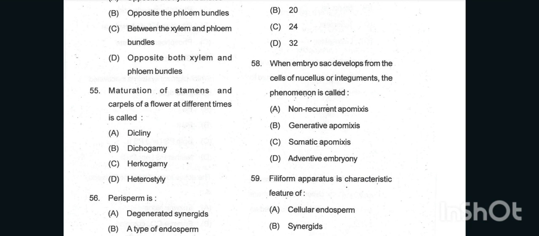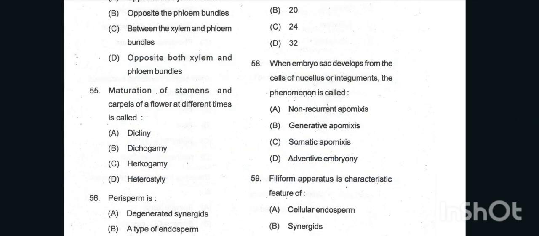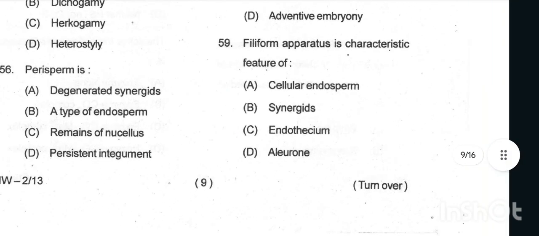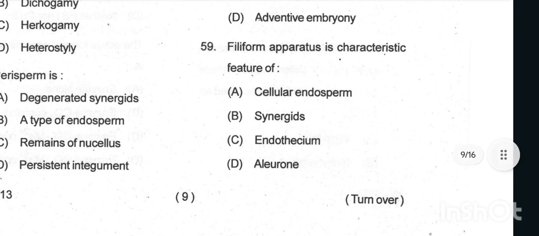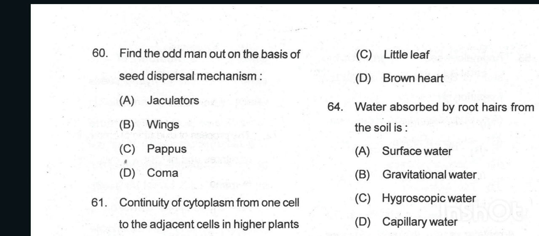Then question number 58, when embryo sac develops from the cells of nucellus or integument, the phenomenon is called adventive embryony. Filiform apparatus is the characteristic feature of synergids. Find the odd man out on the basis of seed dispersal mechanism.